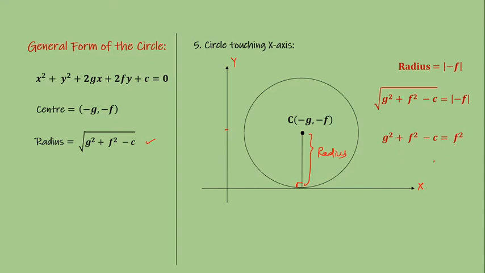Now f square and f square can be cancelled and we can write c is equal to g square. So if we put c equal to g square in this equation, the equation of the circle in this case can be written as x square plus y square plus 2gx plus 2fy plus g square is equal to 0. So whenever a circle is touching the x-axis, in its equation the constant term is equal to g square.